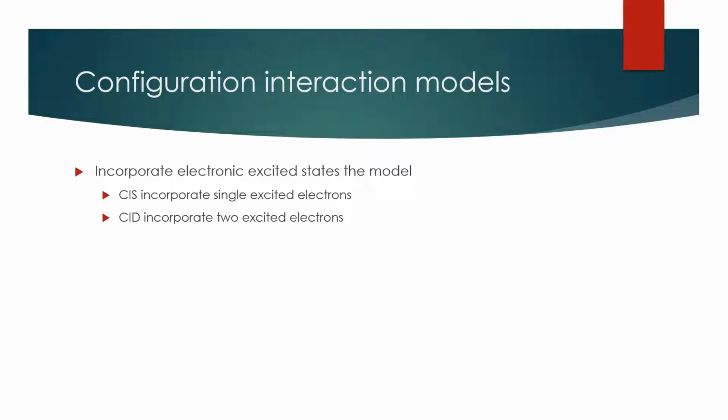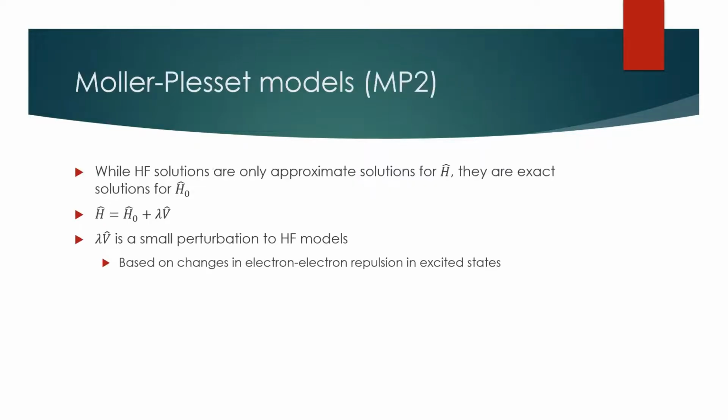Another attempt to move beyond the Hartree-Fock model is called the Møller-Plesset models, and these are usually abbreviated with MP2, where 2 is the second order Møller-Plesset model. You can do different orders as well, but this is the most common one. What we do for these models is we recognize that the Hartree-Fock solutions are not exact solutions of the Schrodinger equation, but they are exact solutions for a Hartree-Fock equation. So we can use them to actually get exact solutions for something.